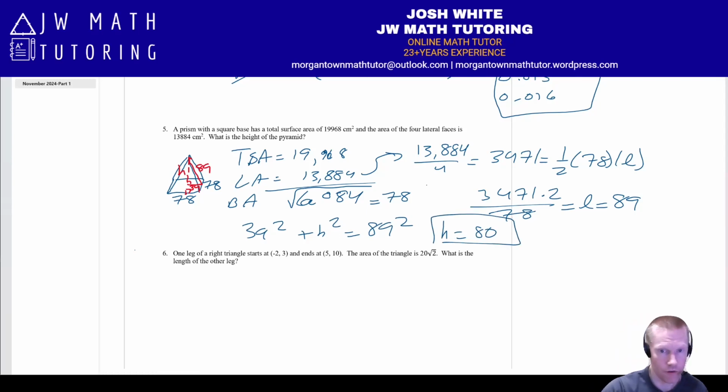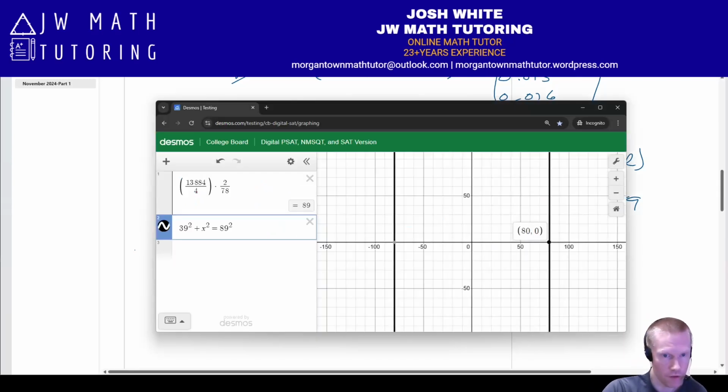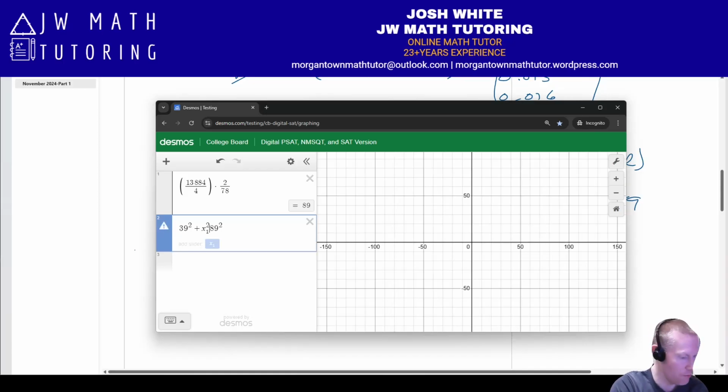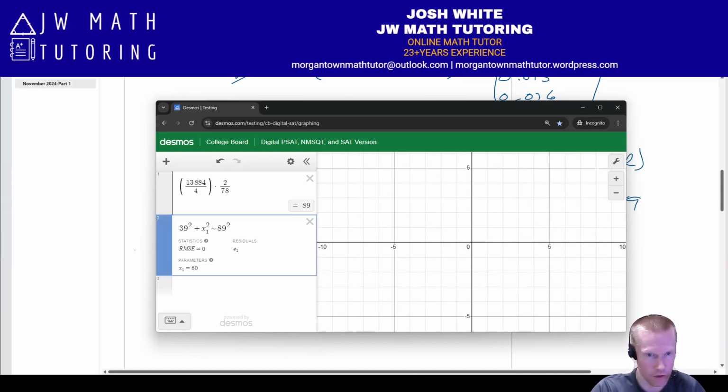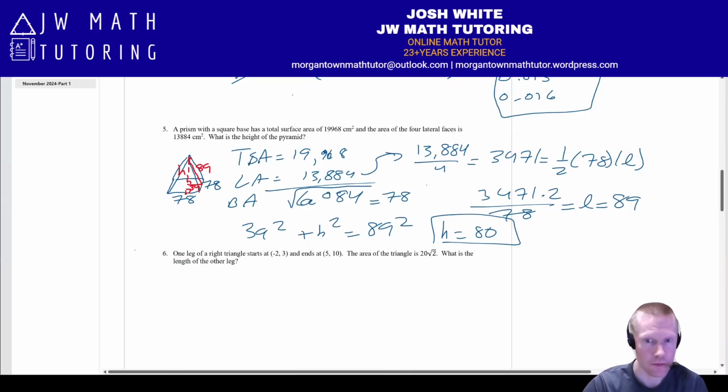However, I will show you a neat little trick that you can do that's a little bit quicker and doesn't involve any zooming on the graph. So again, if you use regression and you make this x1 and you make this a tilde, now it just gives us the answer. We don't have to zoom out and look for any vertical lines on the graph. It just tells me right here, x1 is 80. Okay, so that's how we can find the height of this pyramid given its total surface area and its lateral surface area.